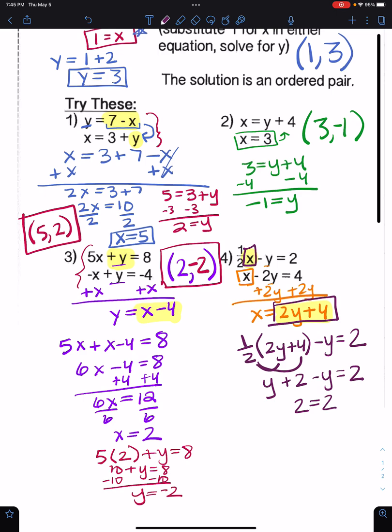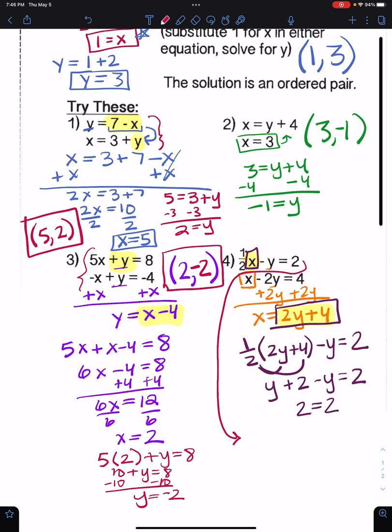Do you guys remember what happened with equations when the variables disappeared? We learned that if you're left with a true statement, then it has an infinite number of solutions, right? So that is what's happening here as well. If we put both of these in slope-intercept form, let's do that. Let's see if I can. So this one right here, let's write in slope-intercept form.